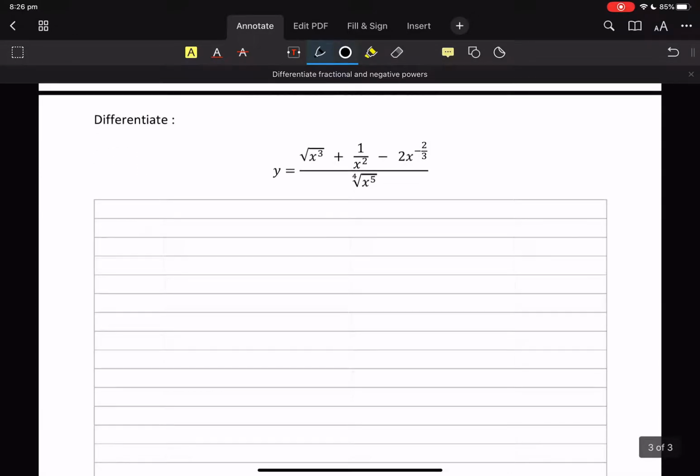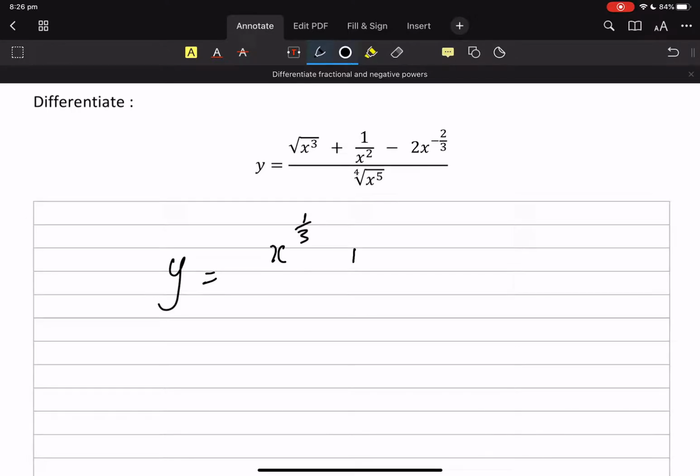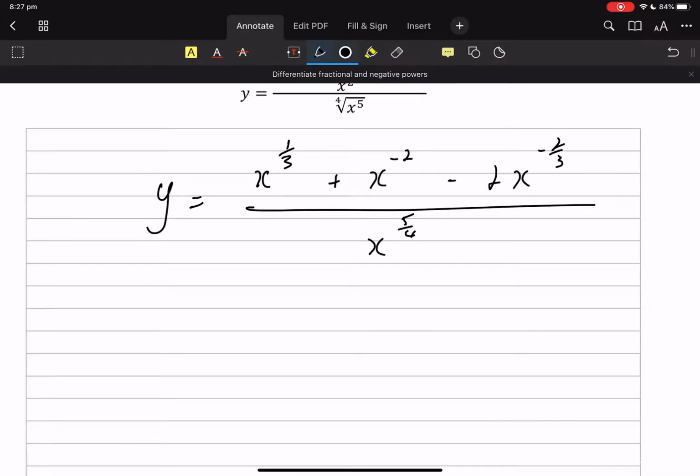Ooh, one more, promise. Okay. Clearly this is simplify first. X to the 3rd plus x to the minus 2 minus 2x to the minus 2/3 on x to the 5 on 4. I'm definitely going to use my calculator here.